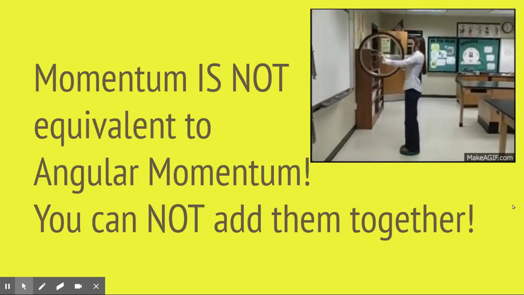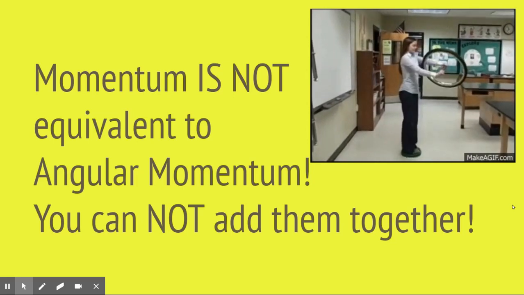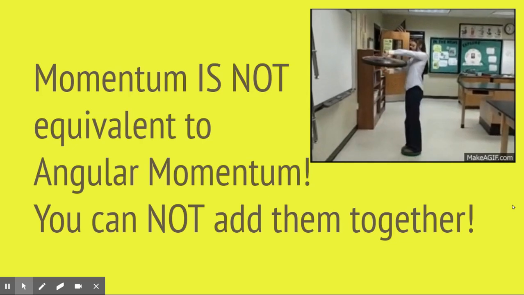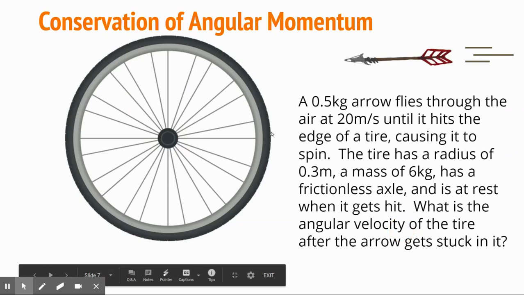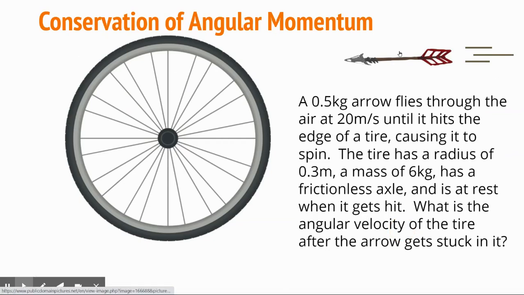That's a really common, easy mistake. And you really, really cannot do that because those are two completely different things. So I'm going to give you guys an example. So here we have a tire, and here is an arrow that's flying through the air.